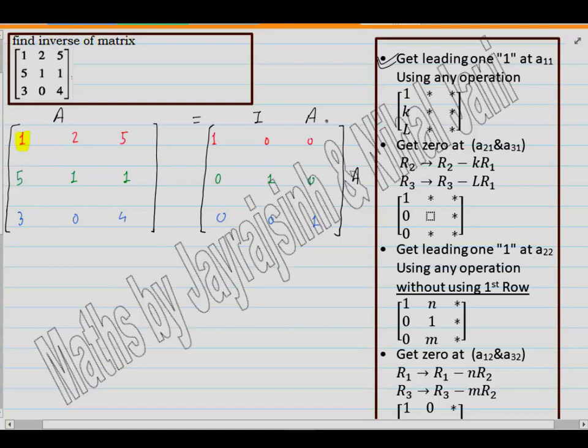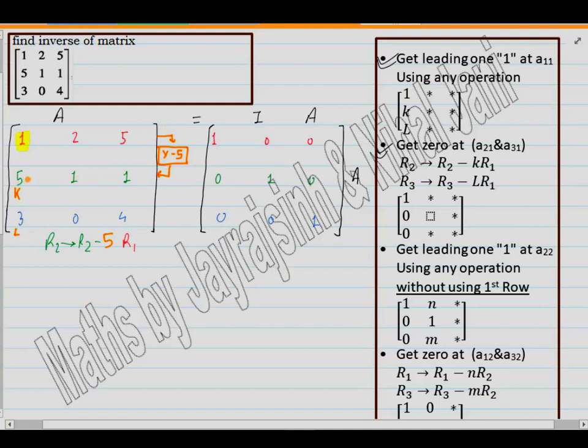So we get the values of K as well as L, which will help in the second step to get 0 at the A21 and A31 points. Using the operation R2 gives R2 minus K, or we can say 5 R1. So let's do this operation. We have to multiply minus 5 to the first row and add it to the second one.